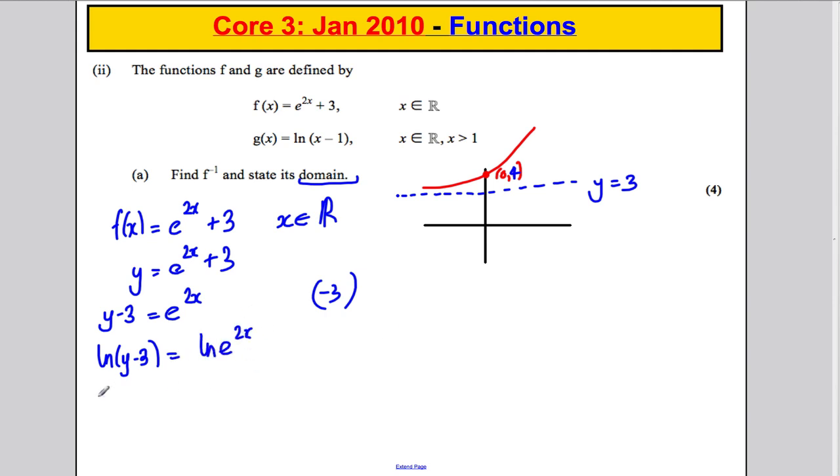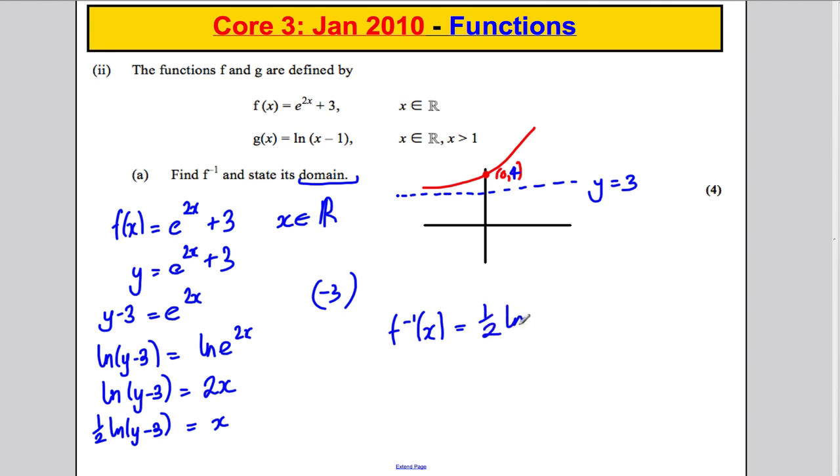Bring down the power of 2x. And use the fact that ln e is 1, so we would just get 2x there, and then divide both sides by 2. X is therefore a half ln of y subtract 3. Therefore, you should write down the page. I'm just going to go across here. You should therefore state that f to the minus 1 of x is a half ln of x subtract 3.